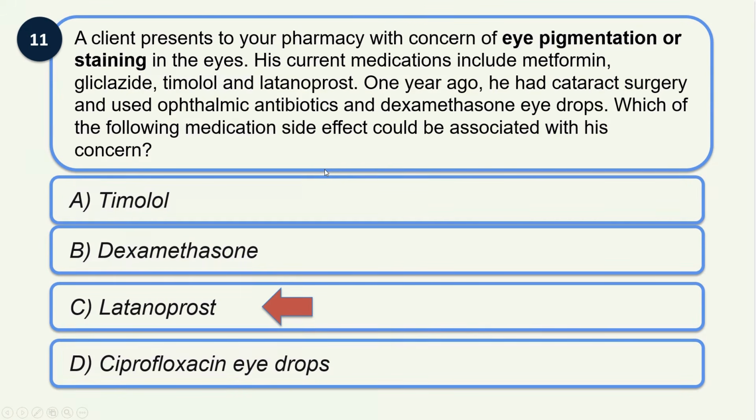Latanoprost is a prostaglandin analog. These medications have an eye pigmentation and also lengthening of eyelashes side effect. So these are the reasons why this patient might be getting those eye pigmentation side effects.